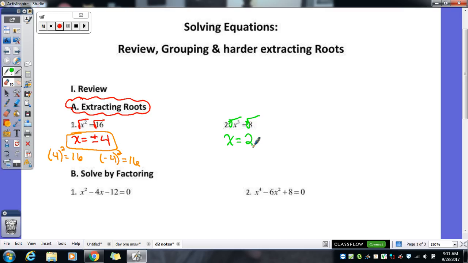Because it's an odd exponent, you would be multiplying that 2 three times. It doesn't work for negative. Negative 2 times negative 2 times negative 2 would be negative 8. So the plus or minus only shows up when you have the even exponents, not when you have the odd. So this just is x equals 2.